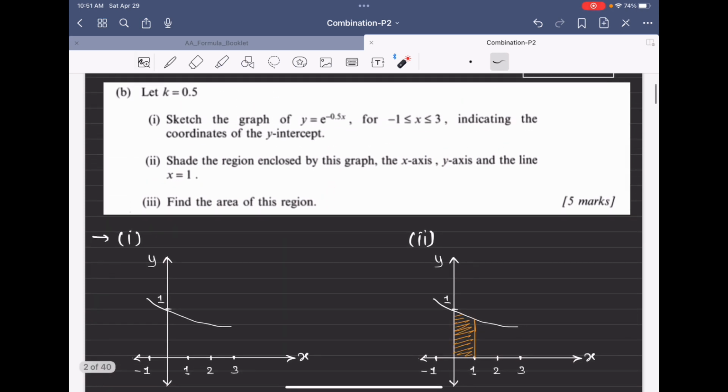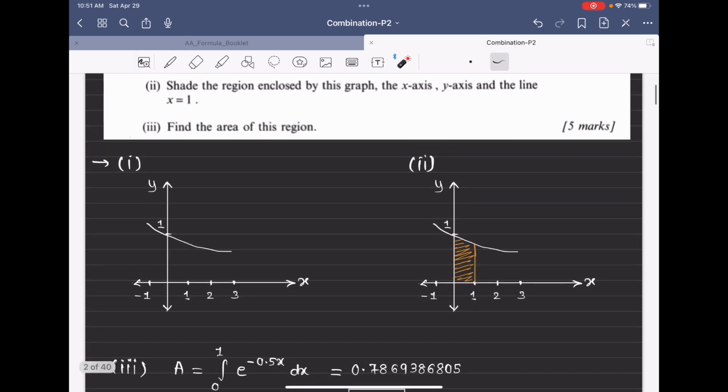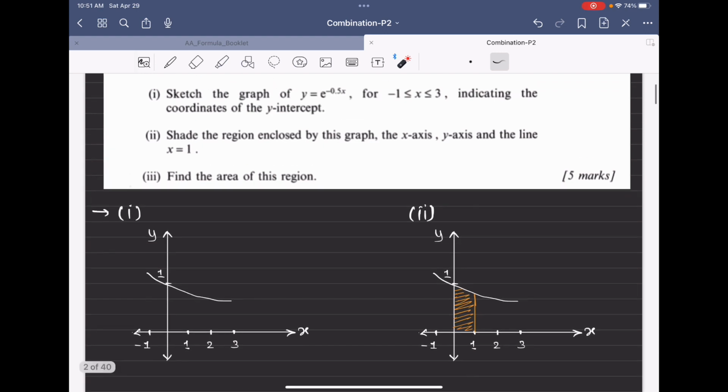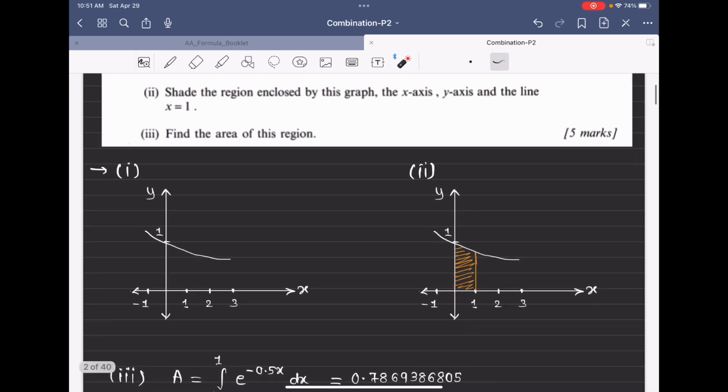So when you type this function in your graph, change the window from x is equal to minus 1 to plus 3. Then you will get a graph. If it is not possible, then you need to adjust your y window. But you have to be very specific with the domain. That is, your x minimum value is minus 1, maximum x value is plus 3. Don't go beyond that. So when you see that, your graph will be like this.